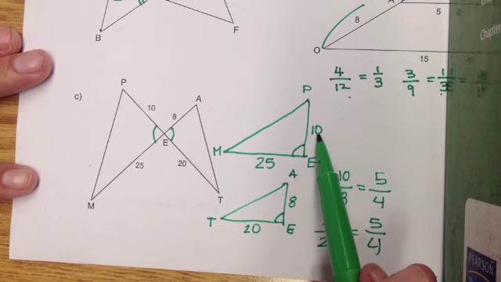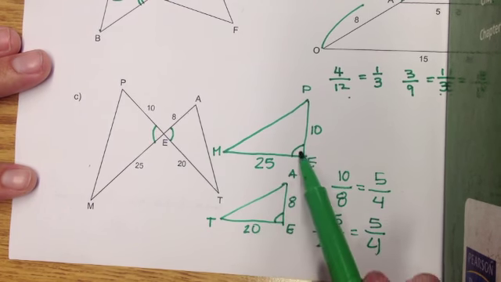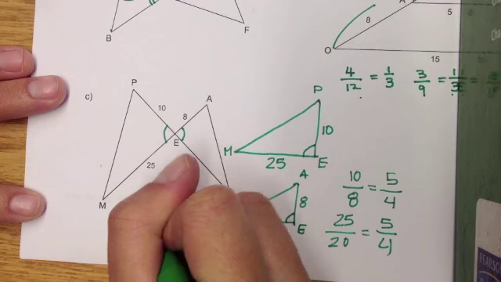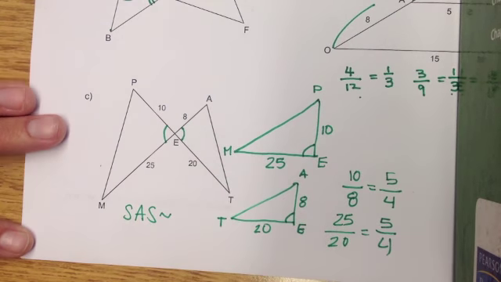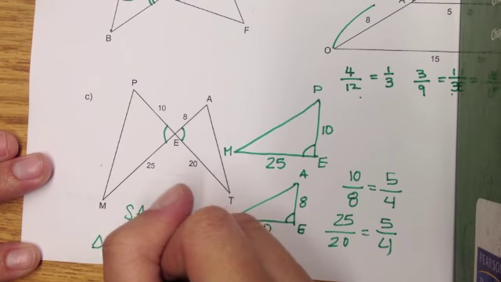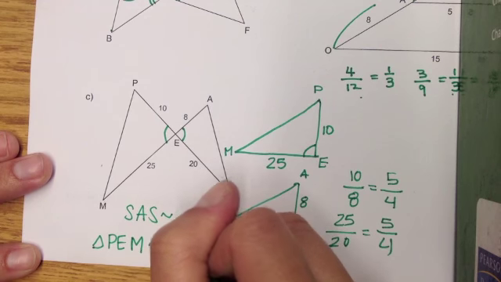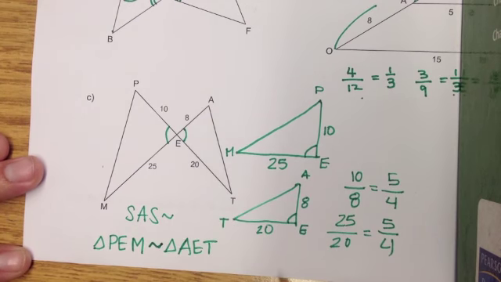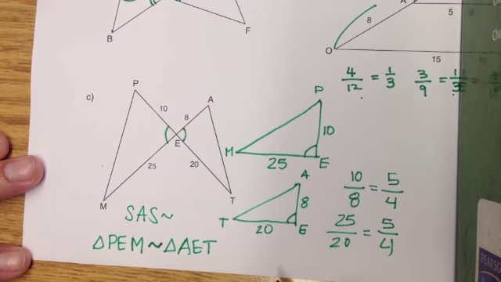So since I have two sides that are proportional and the included angle, I know that by the side angle side similarity theorem, triangle PEM and triangle AET are similar. So I have the similarity statement here.